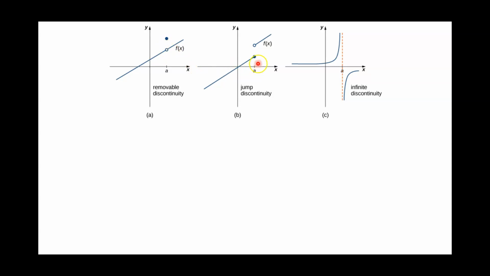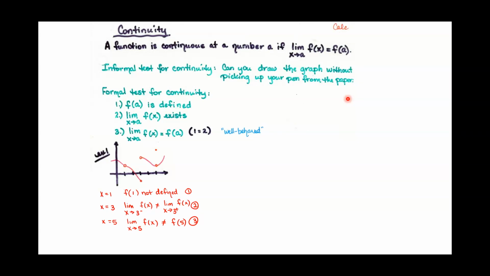A jump discontinuity is exactly what it sounds like. It has a jump in the graph. And an infinite discontinuity is one that's going to go to positive infinity or it's going to go to negative infinity. So if we go back and we look at these three discontinuities that we had for this first one, x equals 1, is that removable, jump, or infinite?